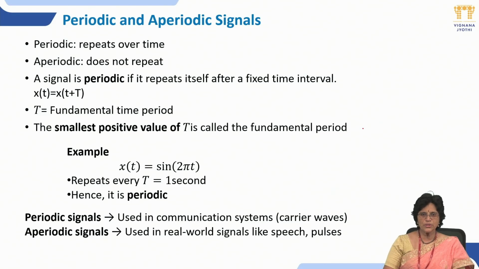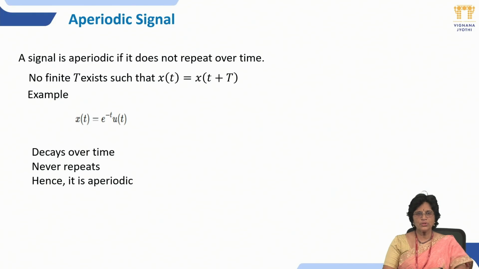Periodic signals are mostly used in communication systems. Last class I mentioned, we always use a carrier signal as a sinusoidal signal. Aperiodic signals are used in real world applications like speech, pulses, and if you are measuring any temperature, you don't get the same signal all the time. For example, if you take x of t equal to e power minus t into u of t, this is an aperiodic signal. If you calculate x of t plus capital T, you won't get x of t. Because of that, such signals we call aperiodic signals. No finite T exists for such signals.